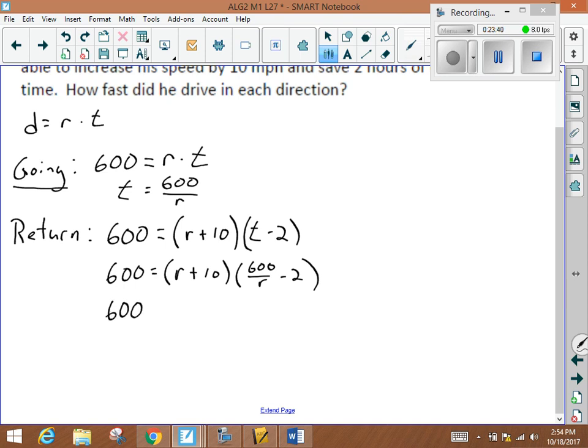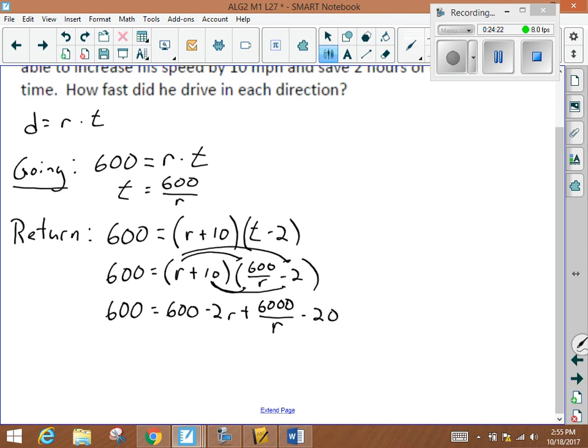So the first thing that I'm going to need to do is to distribute. So r times 600 over r, my r's will cancel and I'll wind up with just 600. R times negative 2 is going to give me negative 2r. 10 times 600 over r is going to give me a positive 6,000 over r. And then 10 times negative 2 will give me negative 20. And there that is.